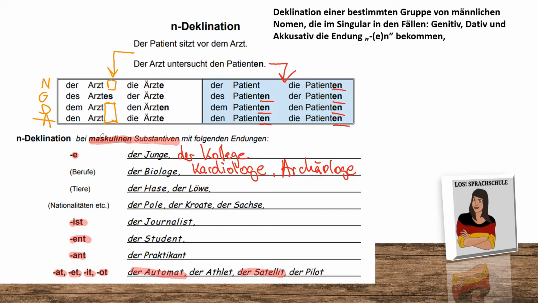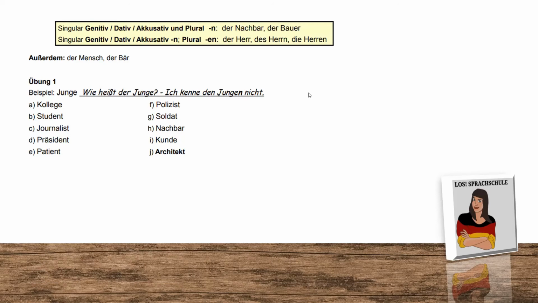It's all male nouns. We have a little difference between words that have an -n in genitive, dative, accusative, and plural, for example der Nachbar, der Bauer, and we do have other categories where the singular genitive, dative, or accusative is with -n, but the plural is with -en. So this is also a little thing you have to pay attention to. For example, der Herr, des Herrn, die Herren. This is a little tricky, but with practice, reading, and exercising, it will be fine.